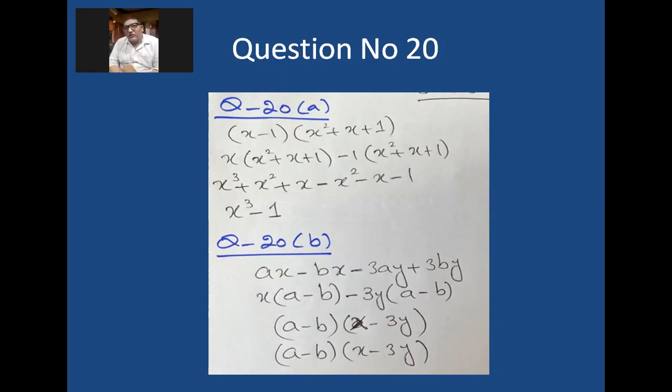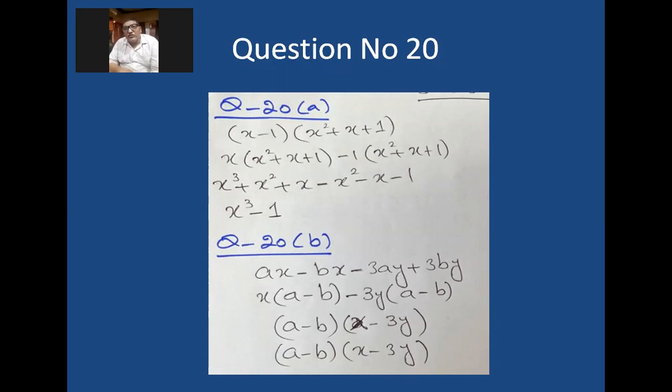In question number 20, B part, ax minus bx minus 3ay plus 3by. It's a 4-term expression and you have to factorize it. In the first 2 terms, you can see the x is common, so it will be a minus b inside the bracket. From the last 2 terms, I can take minus 3 and y common, so you will have a minus b. Now I can take the bracket a minus b common, so I will have a minus b in one bracket, and in the other bracket I will have x minus 3y. So a minus b into x minus 3y, that is the answer.